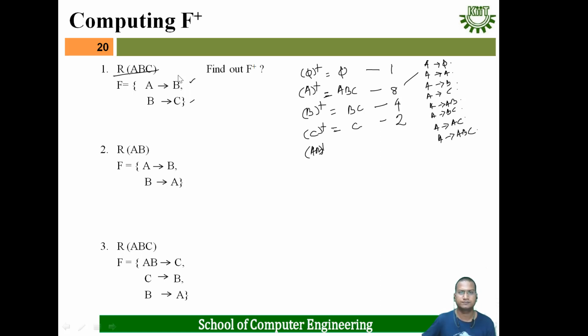Suppose AB closure will be ABC, again three attributes, that means 8 functional dependencies are possible. Similarly, BC closure will be how much?